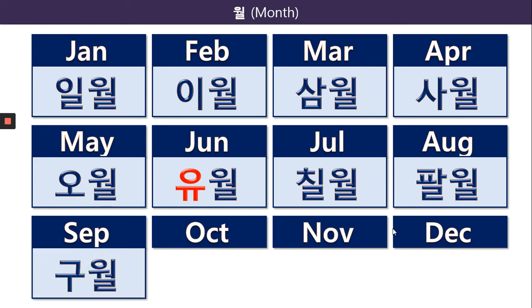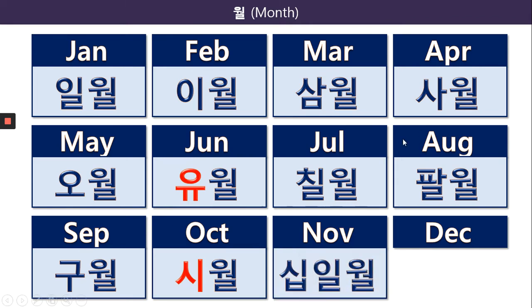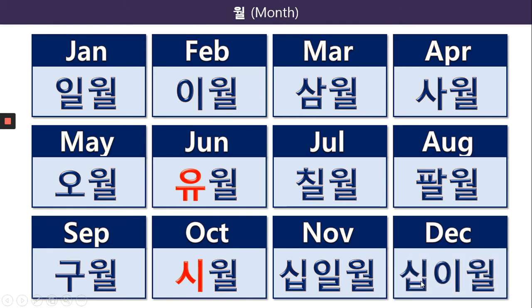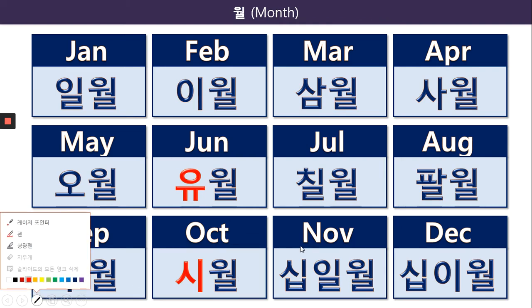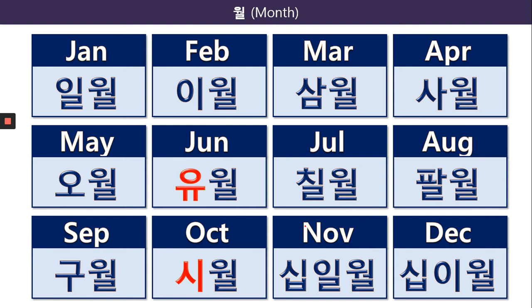October. Also an exception, okay? So not 10월, we pronounce 10월. November, 11월. Even though October is 10, for November we still use 10, okay? 11월, and December, 12월, okay? November, 11월. You can memorize this way. November is, as you see, 10. Can you see that? Okay, this is 10, 11.